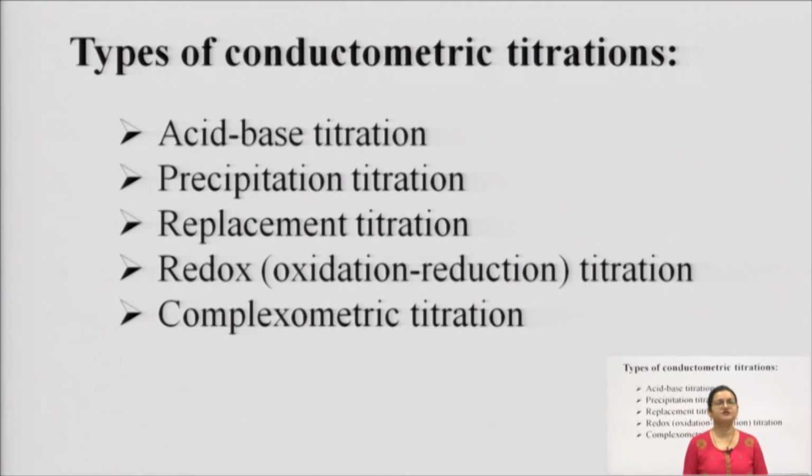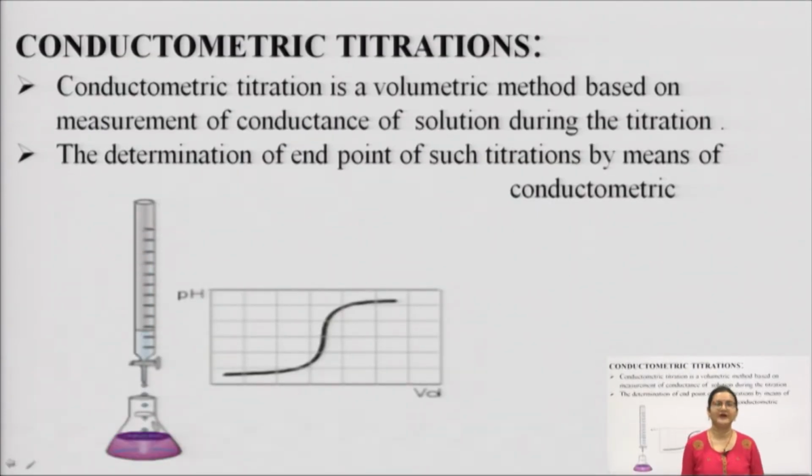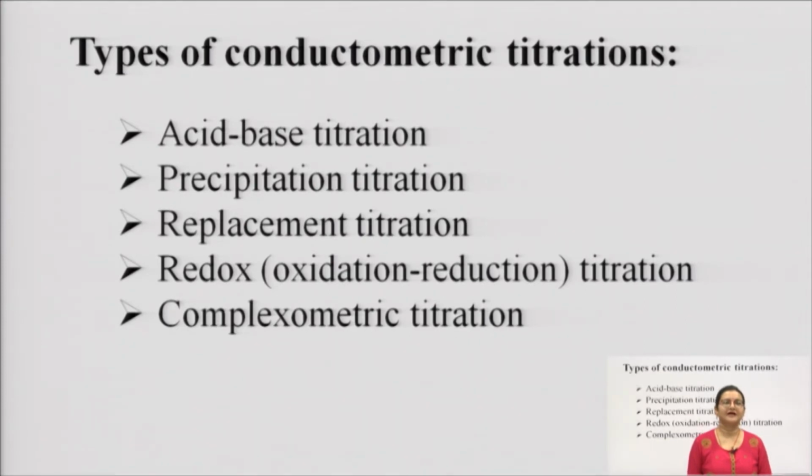First of all, acid base titration, as in the last slide we saw this example of acid base titration, because here pH was given, that is why it can be very well applicable for conductometry. It can also be applicable for precipitation titration, replacement reaction or substitution reaction. Then it can be applied to redox reactions, oxidation reduction titration as well, and complexometric titrations also.